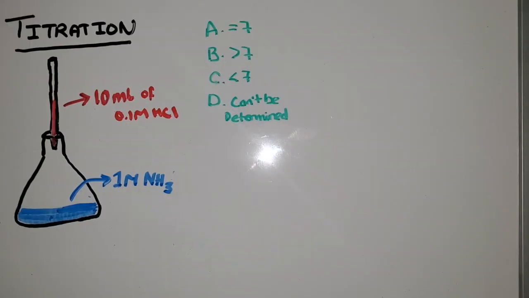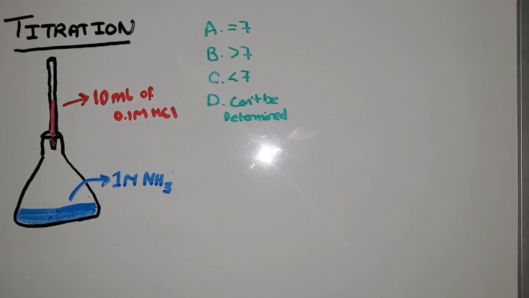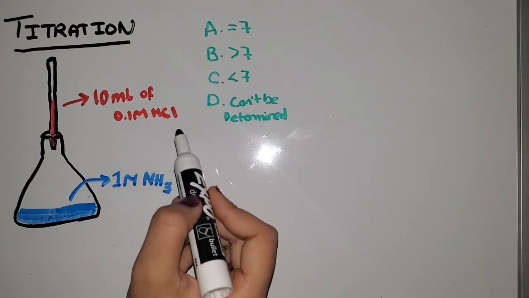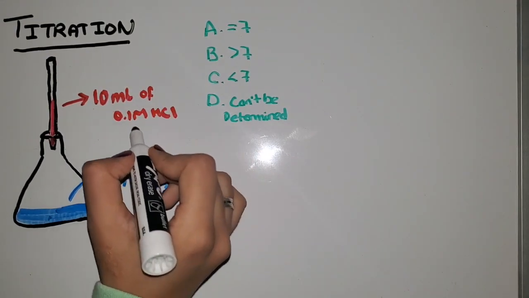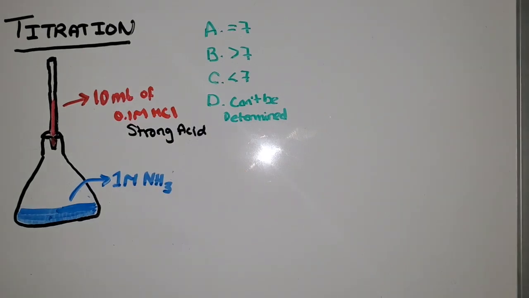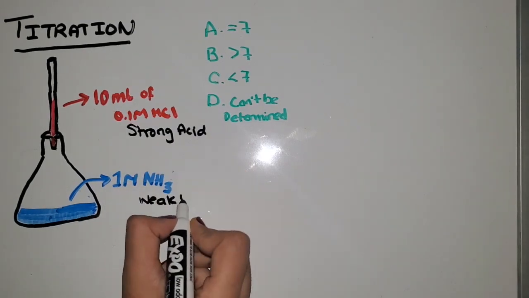The second question is a conceptual question. It does not require any sort of calculation. It just requires an understanding of acids and bases. So for this question, you need to know what kind of base and what kind of acid you're working with. It could be a strong base, strong acid, weak base, weak acid. So we know that HCl is a strong acid. Ammonia is a weak base.